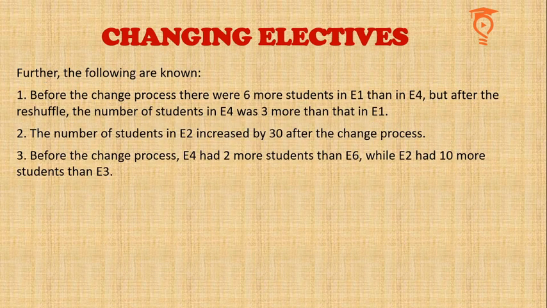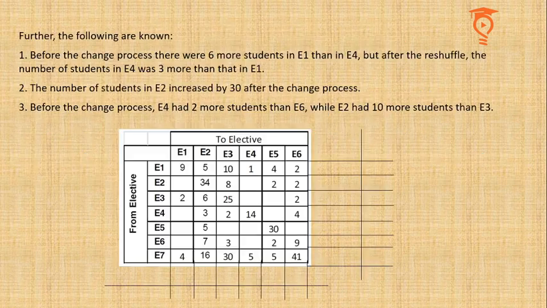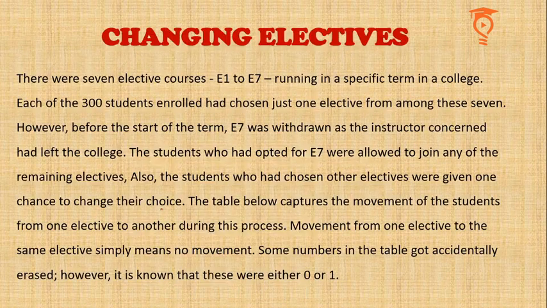So you may pause the video and try to solve the question on your own and then move ahead. We will have to try our bit before moving on to the question. This is a missing data kind of set, as it was mentioned earlier that some numbers in the table got accidentally erased. However, it is known that these values were either 0 or 1, nothing else.